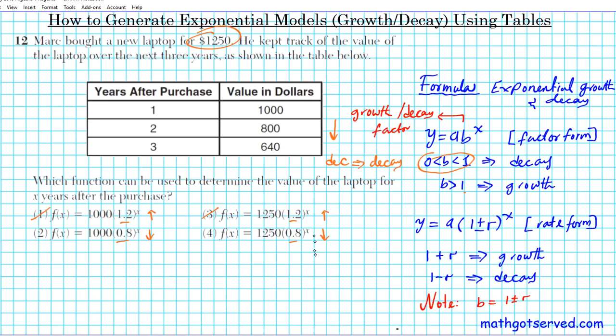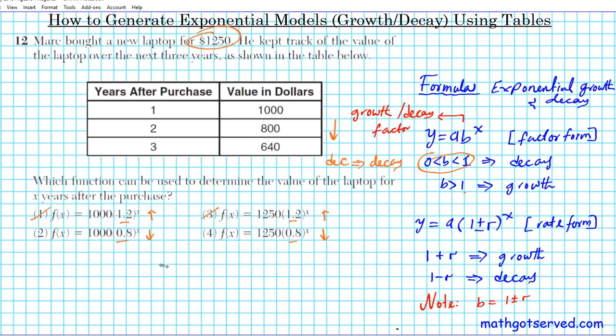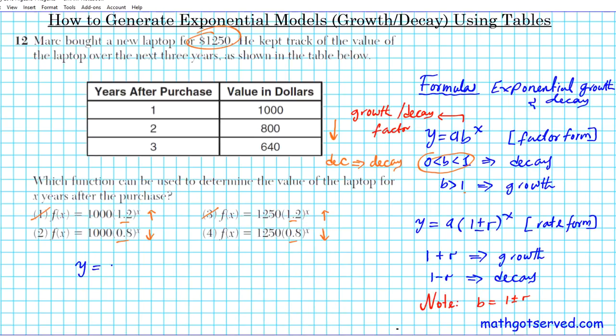Alrighty. Okay, so let's go ahead and do it step by step. First things first, we have our formula already. The formula is y equals ab to the x power. Let's find what b is first. So b, in this case, is decay, so it's your decay factor. To find what the decay factor is, you just simply take y2 and divide it by y1, or you can take y3 and divide it by y2.